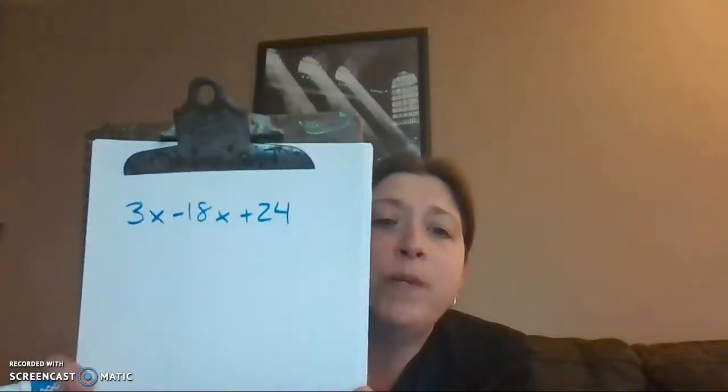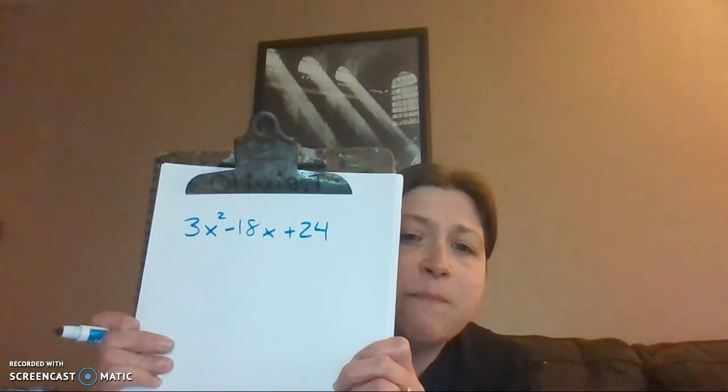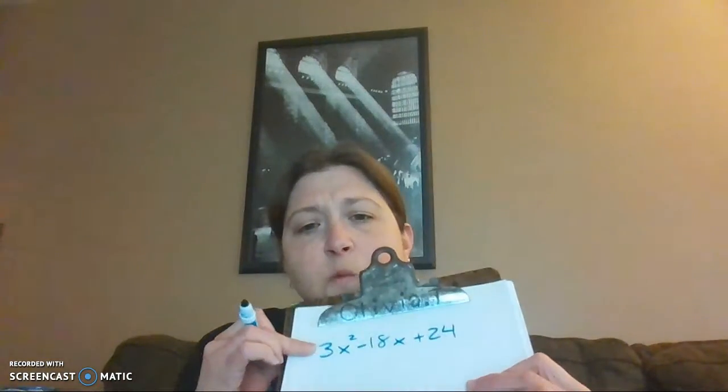I'm going to give you a problem real quick. I'm going to put this up in just 1 second. Okay, I'm going to give you this problem to factor. We have 3x squared minus 18x plus 24. Well, how do we factor this since this isn't 1? Because it's a little different to break up.